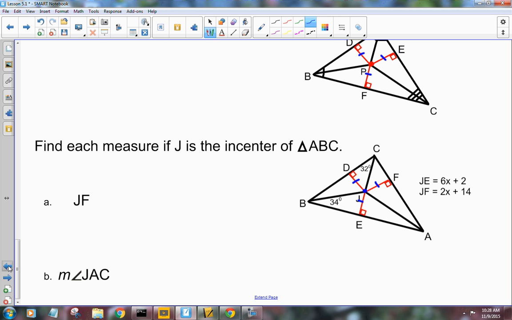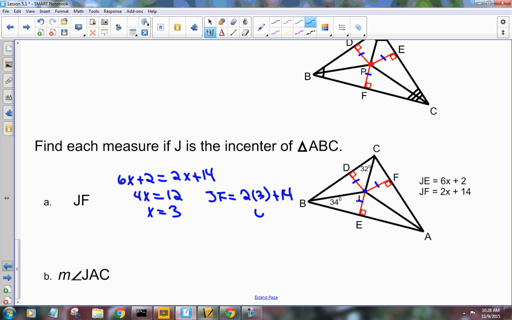And so if they give me JE and JF, I'm going to set those equal to each other. 6x plus 2 equals 2x plus 14. I'm going to solve. 4x equals 12. Divide both sides by 4, and x is 3. I still need JF though, so I've got to plug in, and that'd be 2 times 3 plus 14. So that'd be 6 plus 14, JF is 20.